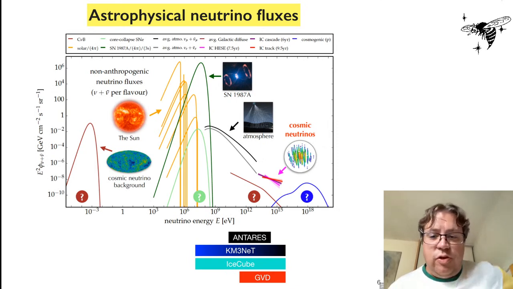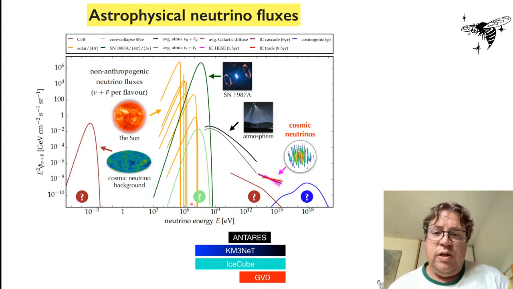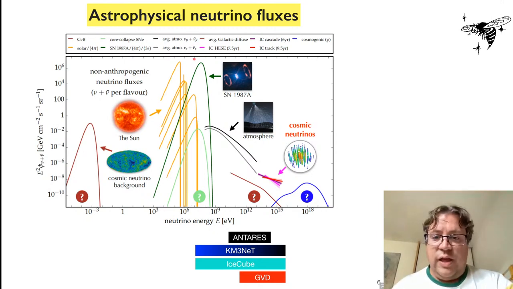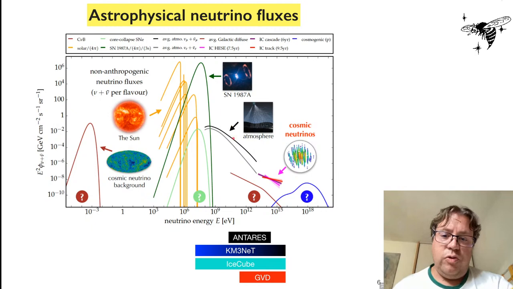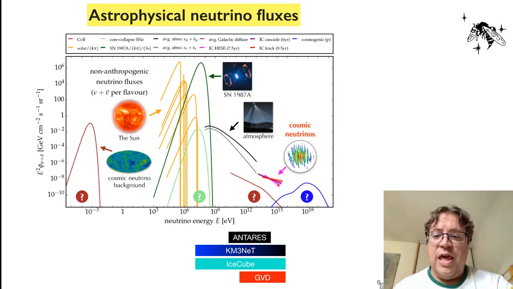So just to put this in context, here you have the neutrino spectrum versus the energy, where you have all the solar neutrinos, which are not accessible to our detector. We have the supernova detector, and our threshold is around there. And the main contribution is from the atmospheric neutrinos, where we try to study the neutrino properties, and the cosmic neutrinos at a bit higher energy.